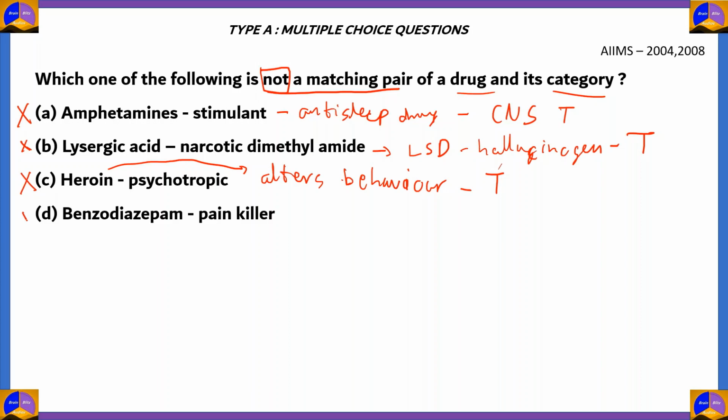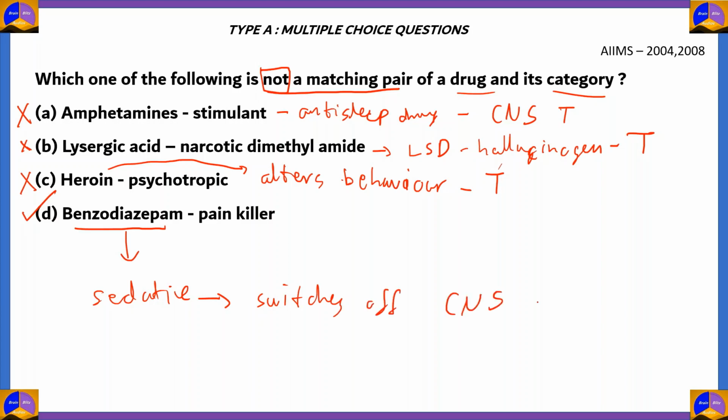The right answer is option D, benzodiazepam is a painkiller. The real reason why is that benzodiazepam is not a painkiller. It is a sedative. And this sedative, it switches off the central nervous system. And it is basically used as an anti-anxiety drug.